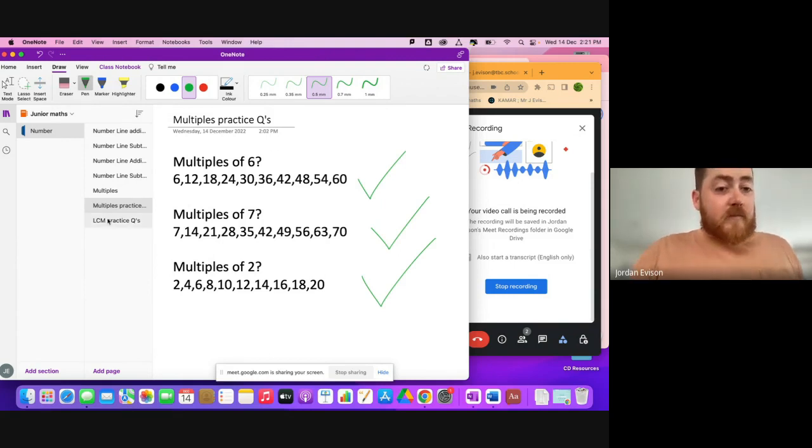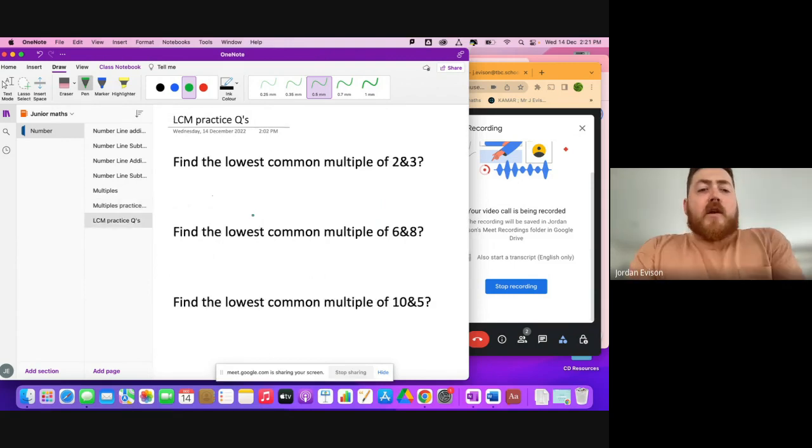All right, so we are going to move on to some questions on lowest common multiples now. We are going to figure out how to find the lowest common multiple of 2 and 3, the lowest common multiple of 6 and 8, and the lowest common multiple of 10 and 5, all right? So I'd like you to write those questions down, pause the video, and take a second to figure them out, and we'll come back and go through the solutions in just a minute. And we're back.